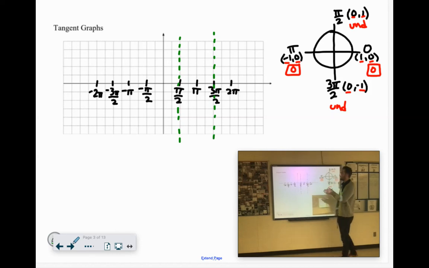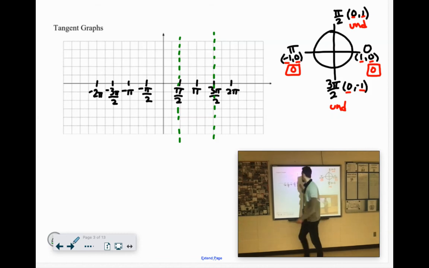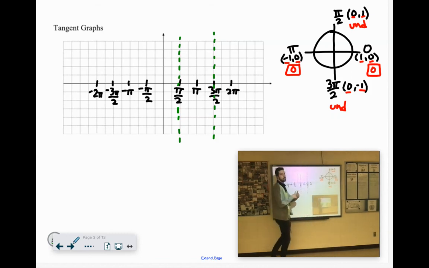And the way we space this out, it's every pi. Right? So pi over 2 plus 1 pi would be 3 pi over 2. If I subtracted pi, I'd be at negative pi over 2. So there'd be another asymptote there. If I moved over another pi, there'd be one there. Great.